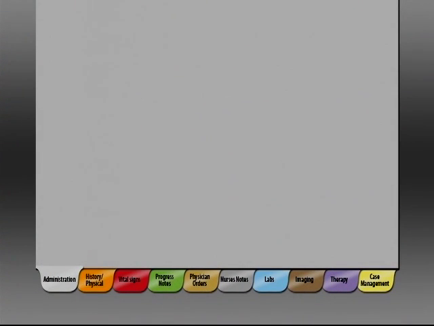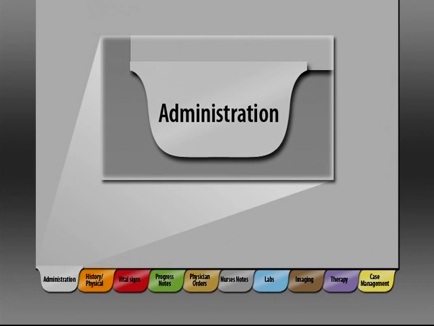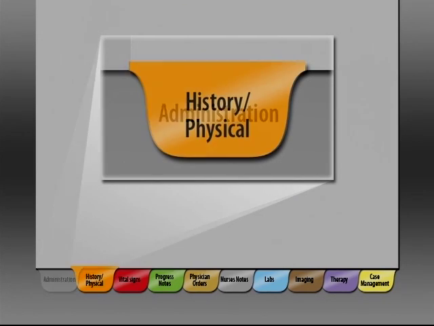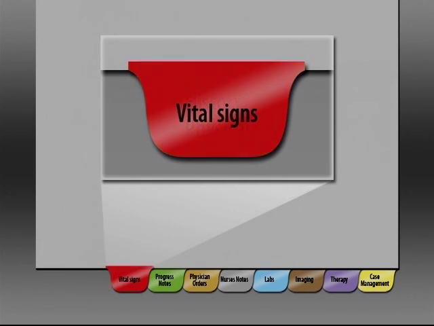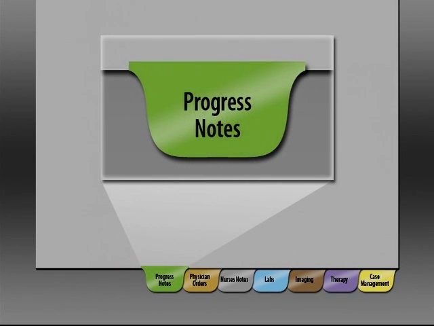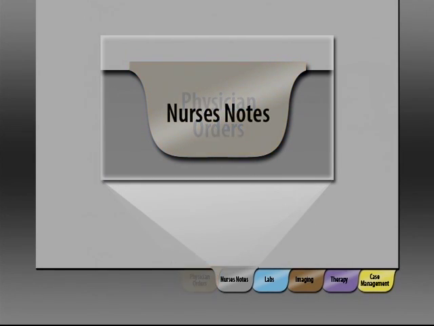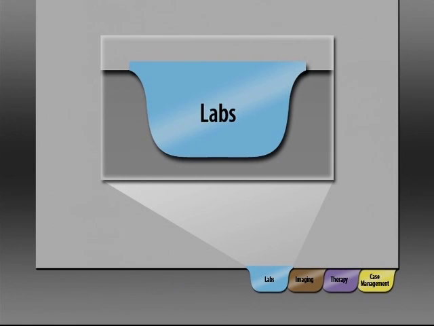The medical chart is usually organized into the following general sections and usually has tabs in the chart to identify the sections. Looking at the list of sections, you will note that there are tabs for administration, history and physical, vital signs, physician progress notes, and the list goes on. I will be discussing each of these sections in detail.